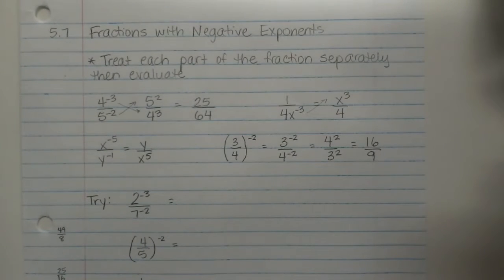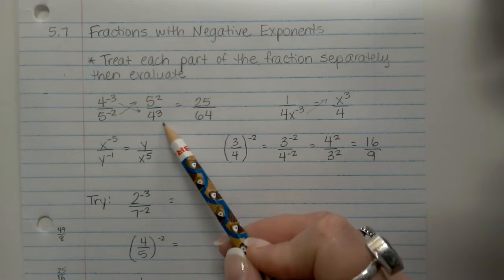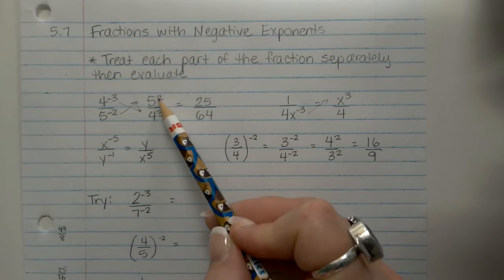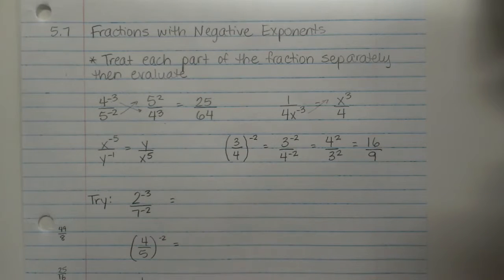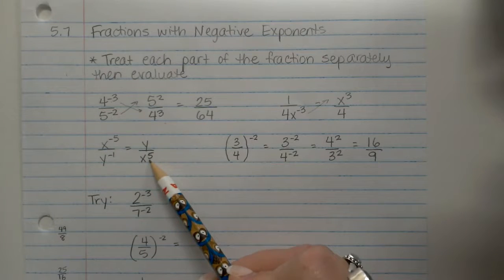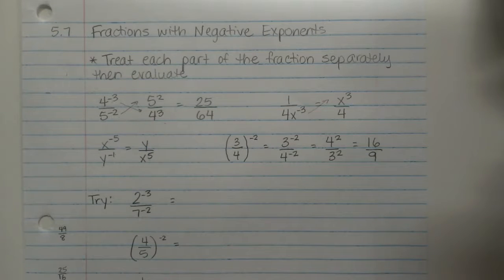All right, let's look at the next part, fractions with negative exponents. What you're going to do is treat each part of the fraction separately, then evaluate. So this 4 to the negative 3, remember the negative just says, put this guy down here. And this 5 to the negative 2 says, I'm in the denominator, move me up to the numerator, which is just the same as before. And then you evaluate each piece like you would before. X to the negative 5th says, put this x to the 5th in the denominator. Y to the negative 1 says, put the y to the 1st power in the numerator because that's where it's not.